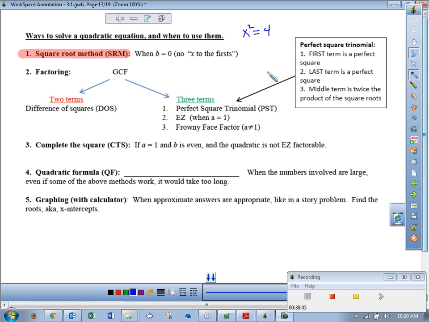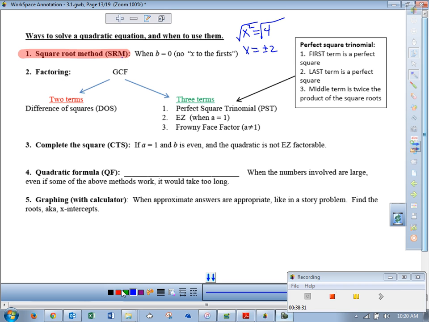Is that a quadratic equation? Yes or no? It's not in standard form. It's not in vertex form. Is it an equation? Yes or no? Yes. Is the biggest exponent in there a 2? Yes or no? But you also see that there's no x to the firsts in there at all. How would you solve for x? You would square root both sides, correct? You would say x equals plus or minus 2 because you did the square root method. There was no x to the firsts in there, square root method.